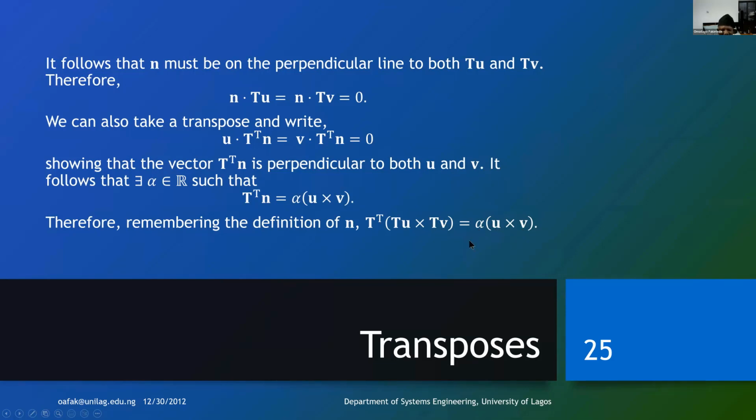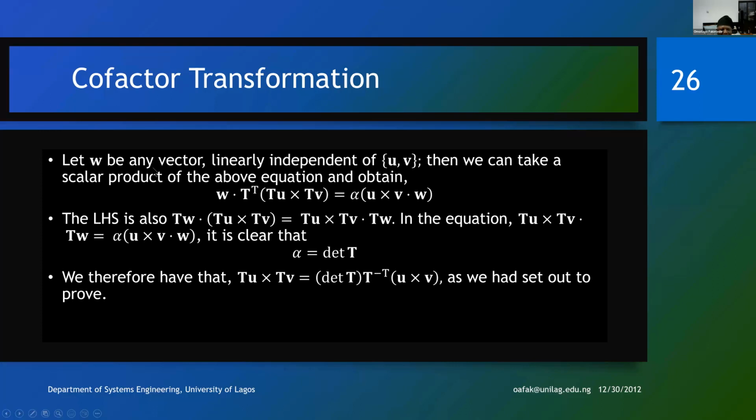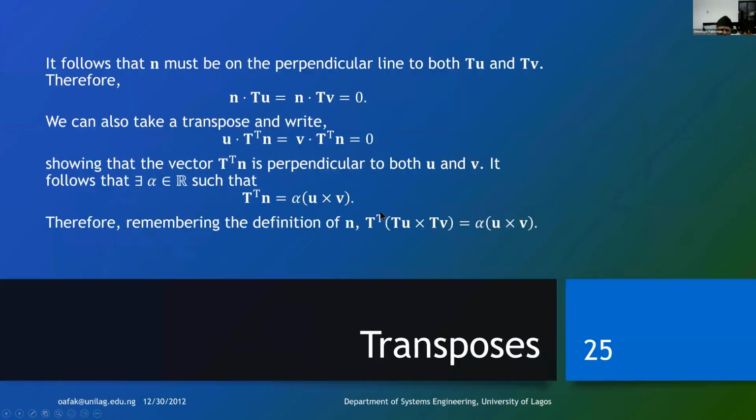So once we have reached this place, we can write that if you take any vector W that is linearly independent of U and V, then we can take a scalar product of the above equation. The totality of what we have here is a vector. Why? Because TU is a vector, TV is a vector, and therefore TU cross TV is also a vector. And if you apply a tensor on it, you still get a vector. So we take the dot product of W with the expression on both sides.